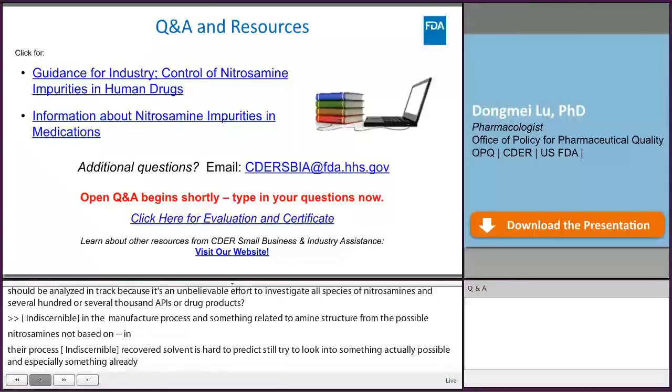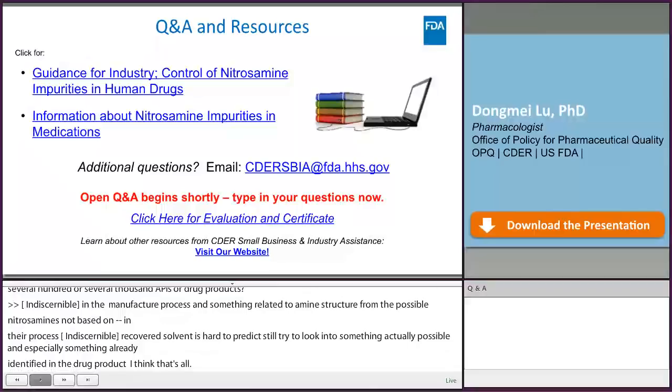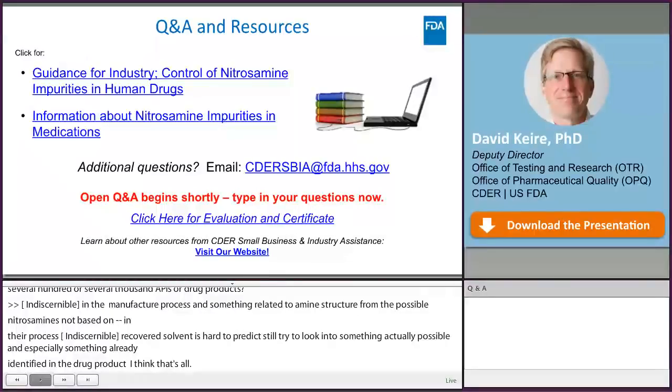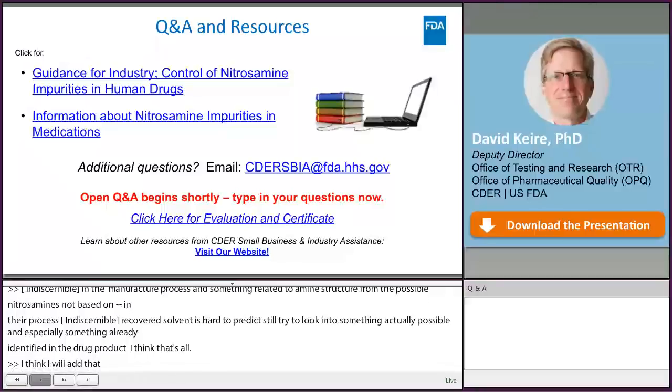Thank you. I'll just add that you need to do that risk assessment so that you can identify analytical targets. You won't be able to test for something if you don't know what your target is. So these things need to go hand in glove, right? The knowledge you have about your process and product should limit the number of potential nitrosamines that you need to test for.